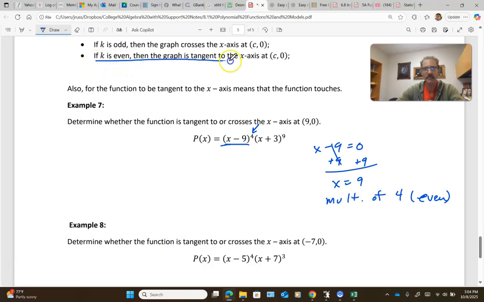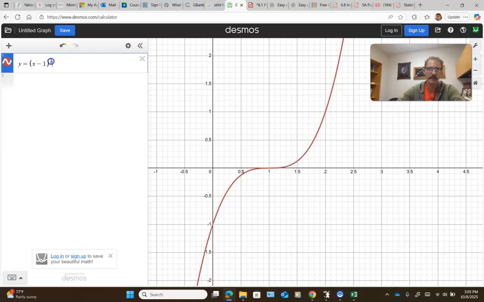And so if the multiplicity is even, the graph touches or is tangent to the x-axis at that particular point, okay? The book uses this terminology, tangent to the x-axis at the point 9, 0. And I'm going to show you this because we're going to graph it. Now again, this is a polynomial, but it's not in standard form. It's in factored form. It's x minus 9 to the 4th times x plus 3 to the 9th.